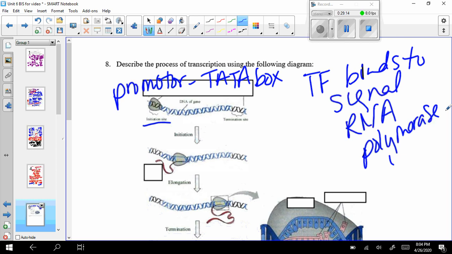And you have to have a transcription factor because you have all these different genes on a single chromosome, and you've got to figure out which one you need. And you've got to figure out which chromosome you need. So transcription factors are very specific. They bind to initiation sites called promoters and start the process going.